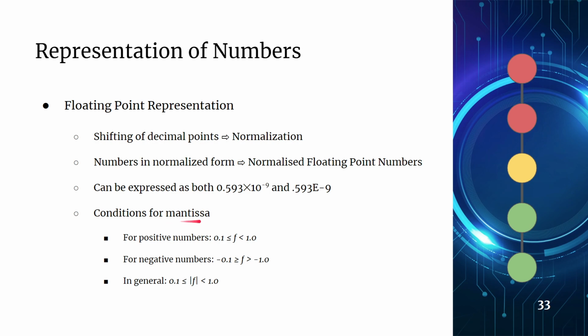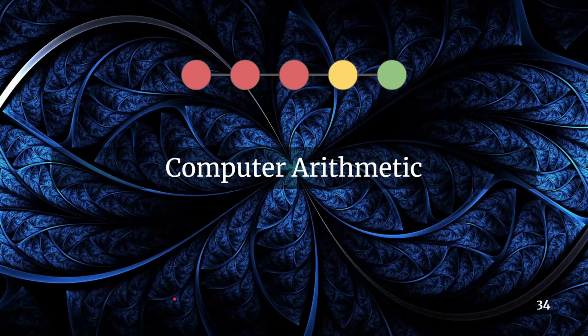The conditions for the mantissa: it needs to be greater or equal to 0.1 and less than 1.0. Another condition is that it has to be greater than minus 1 and less or equal to minus 0.1. If you combine these two conditions, we can write it in a single line like this. So next up is computer arithmetic.